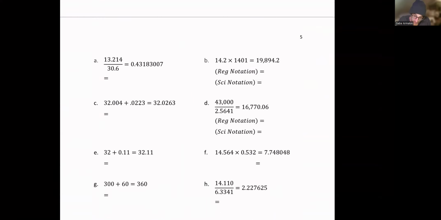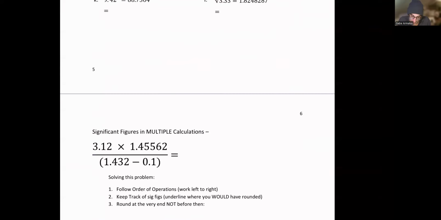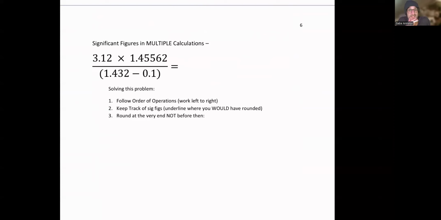Okay, so with that said, there are a bunch of problems here. I think I provided you the math for these, but we're going to walk through these in class. And then the next section is going to be on significant figures and calculations. All right.